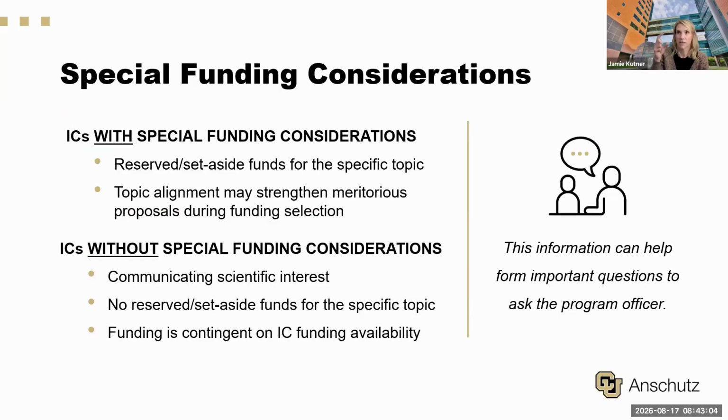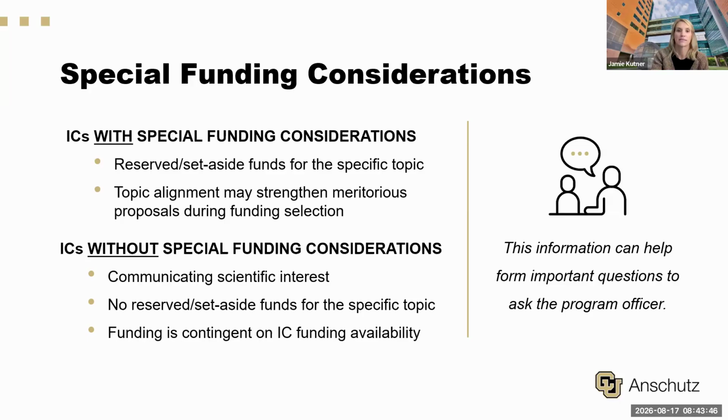So under that section of each of those participating ICs, we may see a little green check mark that indicates that there is special funding considerations. We're still learning more about what they mean by this. But what we do know so far is that when an IC states that they will give special funding considerations, what they're saying is that they have dedicated funding available and may give additional consideration to highly meritorious applications that align with that topic during the funding selection process.